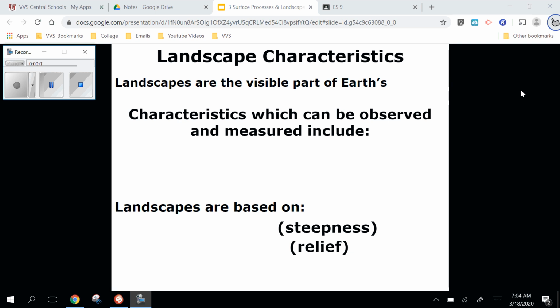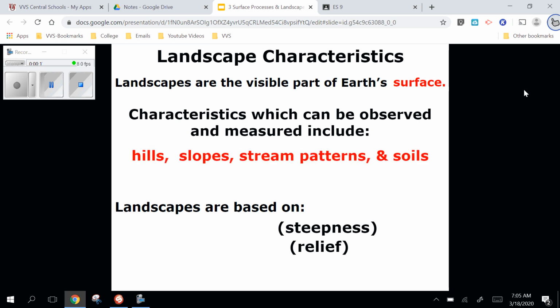All right, we're going to talk for a couple minutes now about landscape characteristics. Landscapes are the visible part of Earth's surfaces, what you see when you look outside. It's your hills and your valleys and all that kind of stuff. So we're talking about, again, hills, slopes, stream patterns, soils.